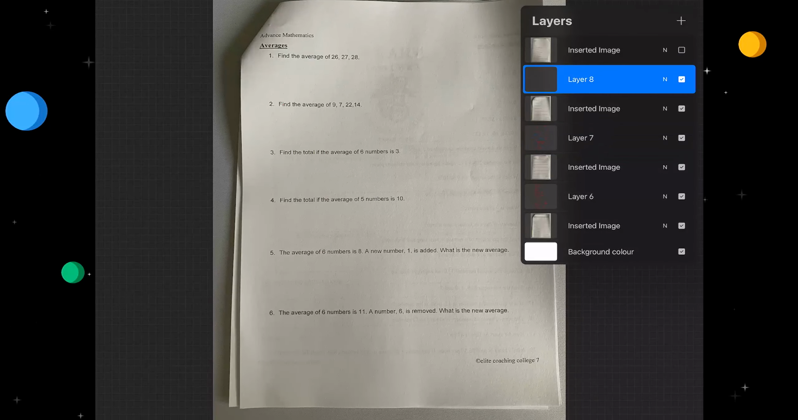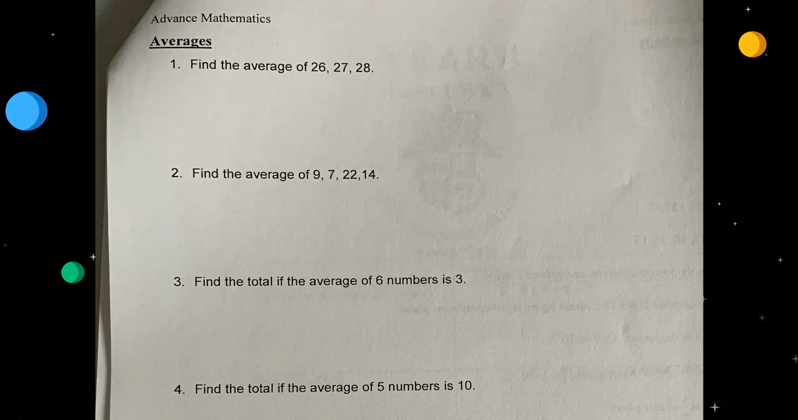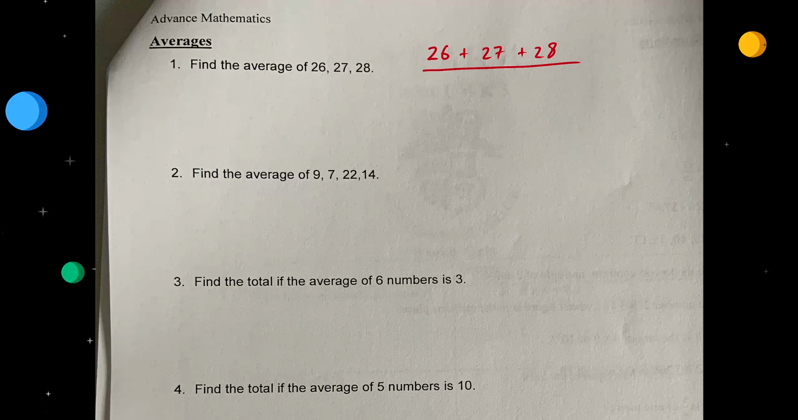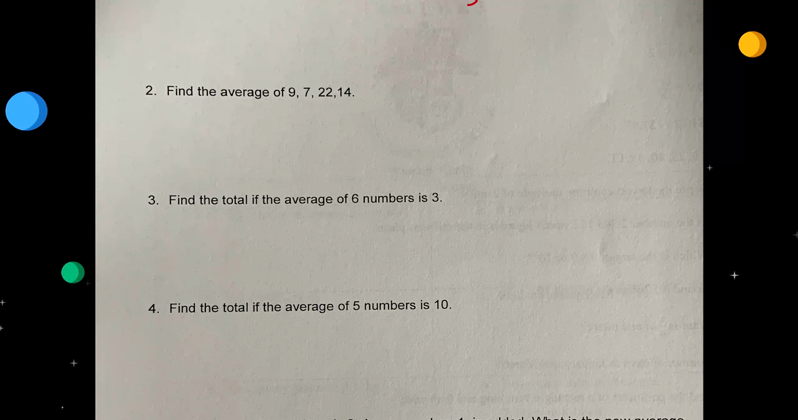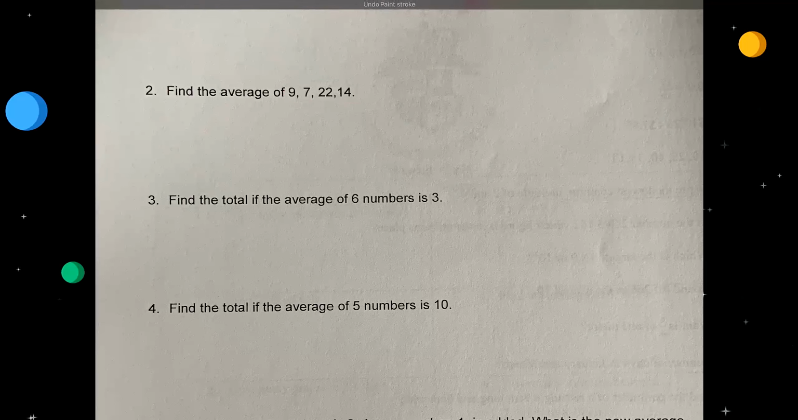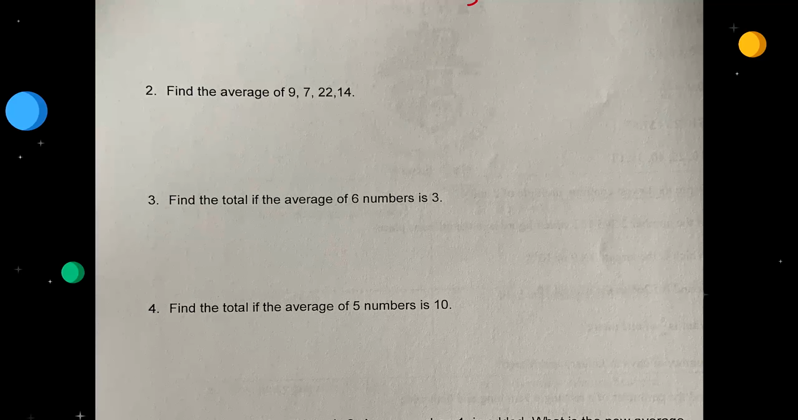Let's move this there. Find the total if the average of 5 numbers is 10. Again, you have 5 numbers: 1, 2, 3, 4, 5. We don't know what the numbers are, so I'll just put a question mark there. The average of the 5 numbers is 10, so we add them up and divide by 5 because there are 5 numbers, and that gives you the average of 10. Now the question is, what's the total?